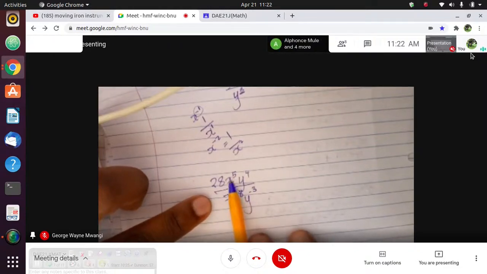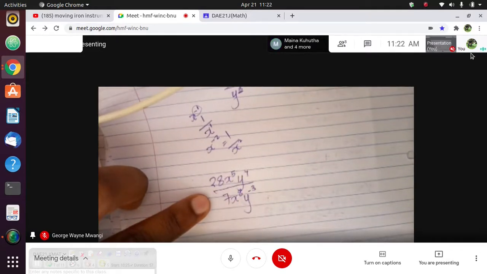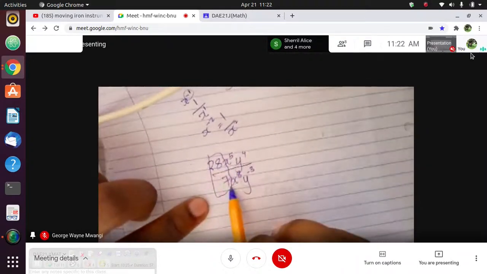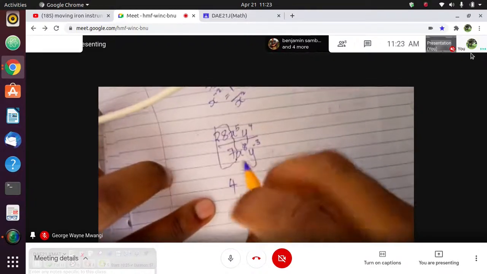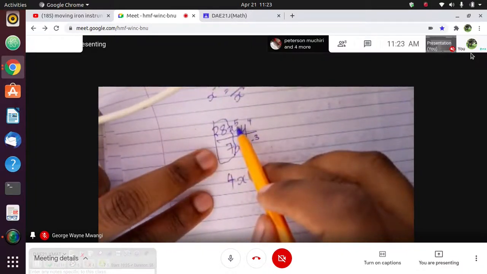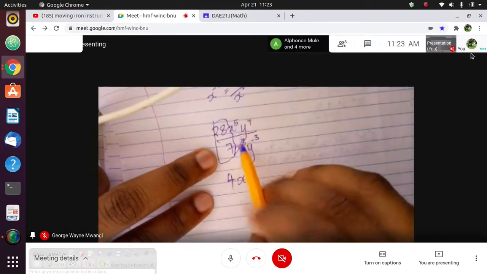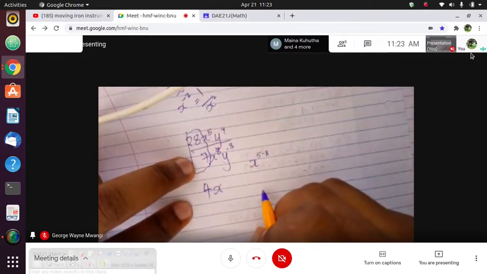Now we have x raised to power 5 divided by x raised to power 8. We have y raised to power 4 divided by y raised to power negative 3. Now let us start with the constants first. So 28 divided by 7 is 4. Are we together? Now x raised to power 5 divided by x raised to power 8 is the same as saying x raised to 5 minus 8. Itakuwa ngapi?